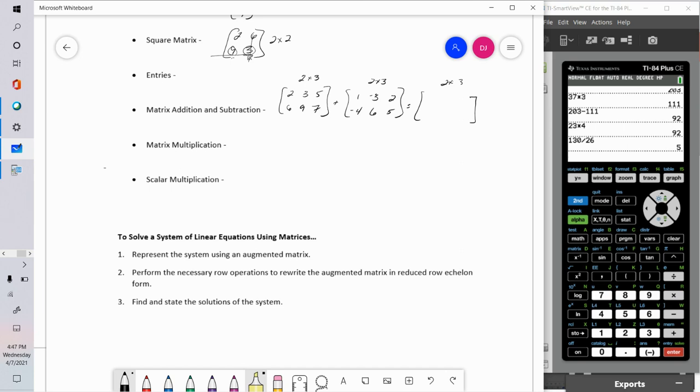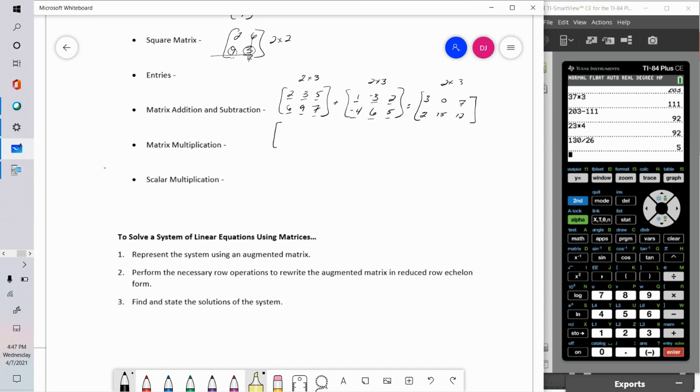To add the matrices, you simply add each of the entries in the relative position. 2 plus 1 is 3. 3 plus a -3 is 0. 5 plus 2 is 7. 6 plus -4 is 2. 9 plus 6 is 15. 7 plus 5 is 12. And that's all there is to matrix addition.